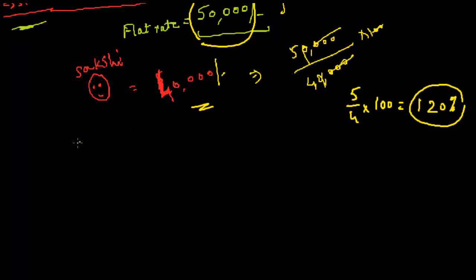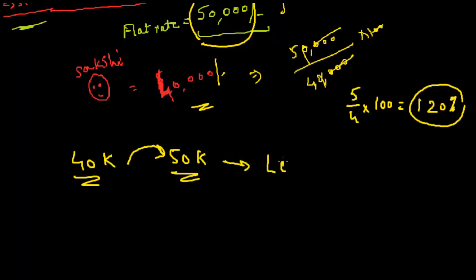That means Sakshi only had 40,000 in her pocket, and the government has asked for 50,000, which she certainly cannot pay directly, so she might have to take a loan for the same. That means she's going into the negative.